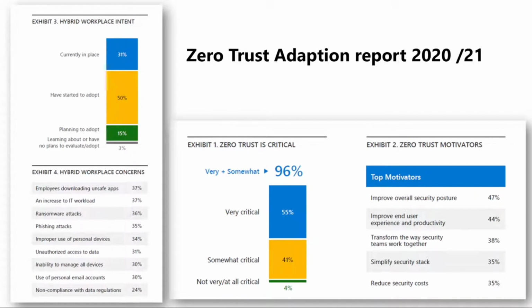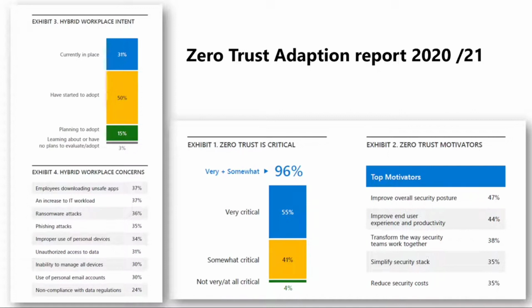So just to zoom in, if you look at it, hybrid workforce is a main intent there, where 31% of the organizations are focusing on that, and we are seeing more and more employers focusing in that space as well. And the top motivator we have seen is overall improving the security posture. They want to improve the end user experience and productivity.